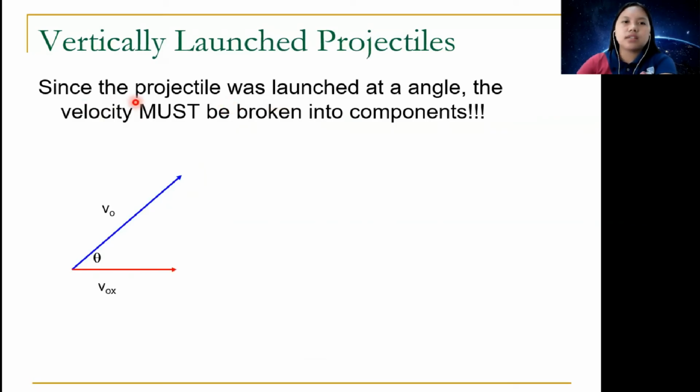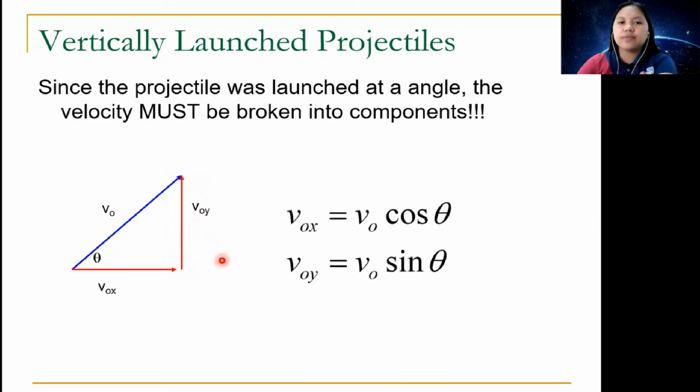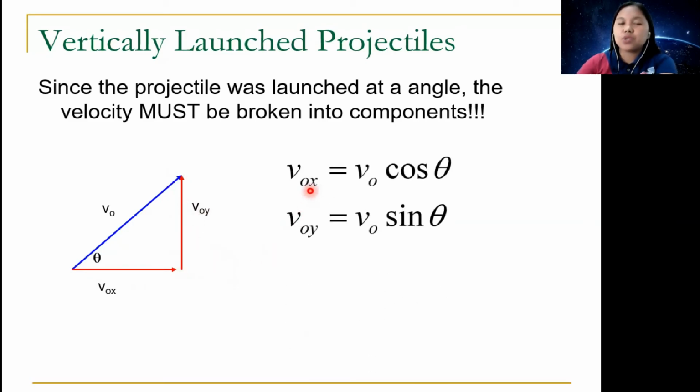Alright, since the projectile was launched at an angle, the velocity must be broken into components. Okay, so we have the x component and the y component. The x component's velocity formula is velocity cosine theta, and for the y velocity, we have velocity sine theta. Multiply that, and use your calculator to solve for this.